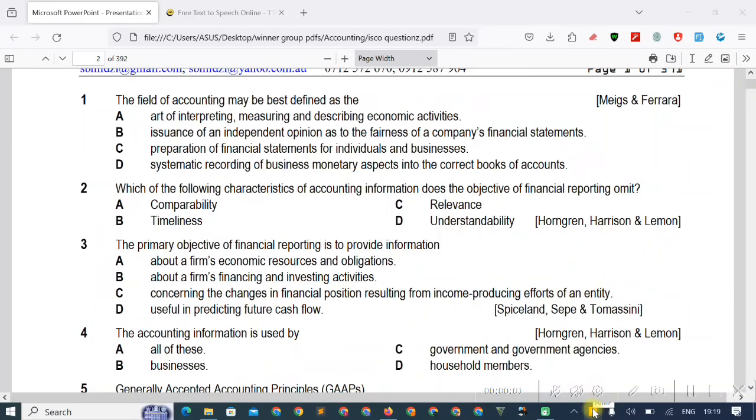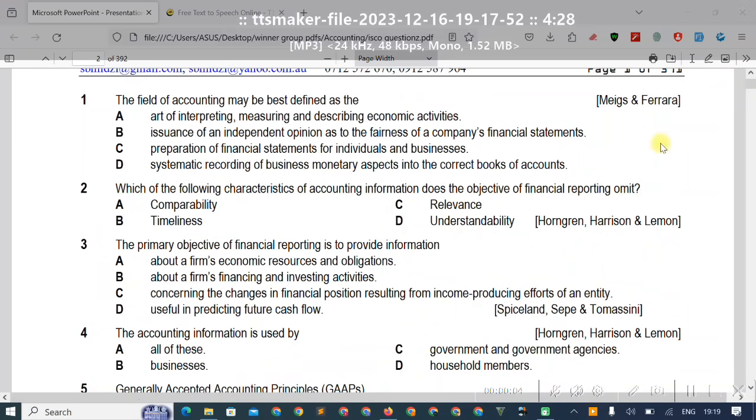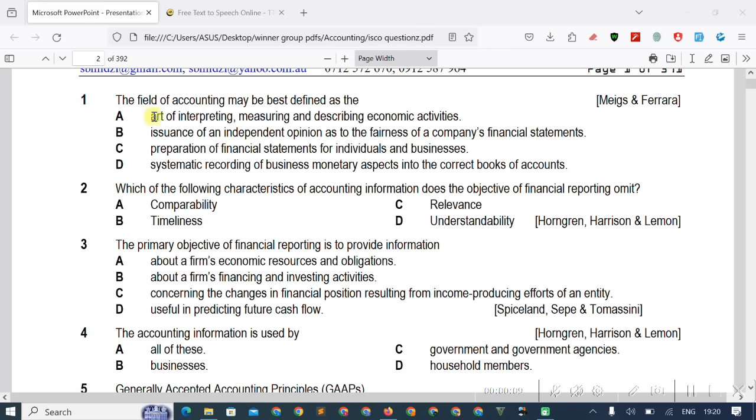1. The field of accounting may be best defined as the a. art of interpreting, measuring, and describing economic activities. b. issuance of an independent opinion as to the fairness of a company's financial statements. c. preparation of financial statements for individuals and businesses. d. systematic recording of business monetary aspects into the correct books of accounts. The answer is a. art of interpreting, measuring, and describing economic activities.